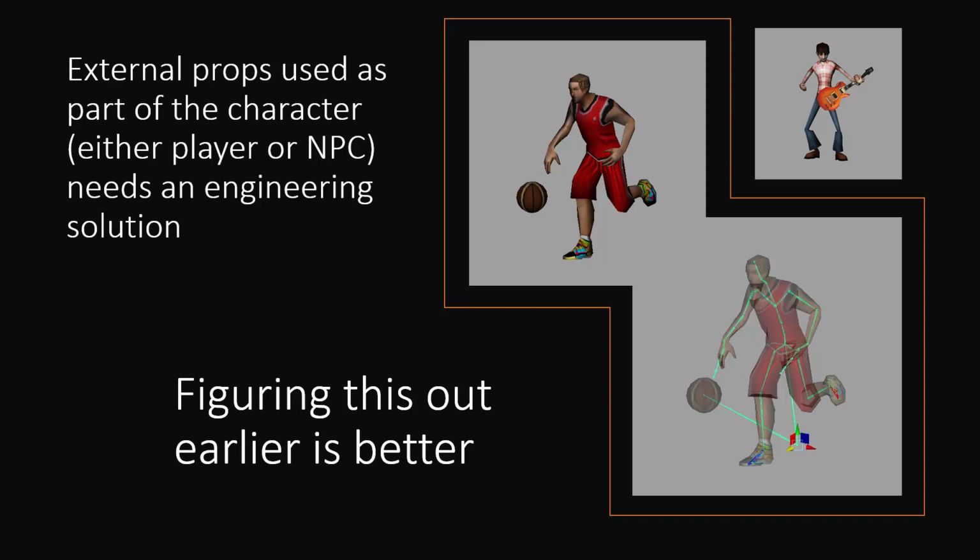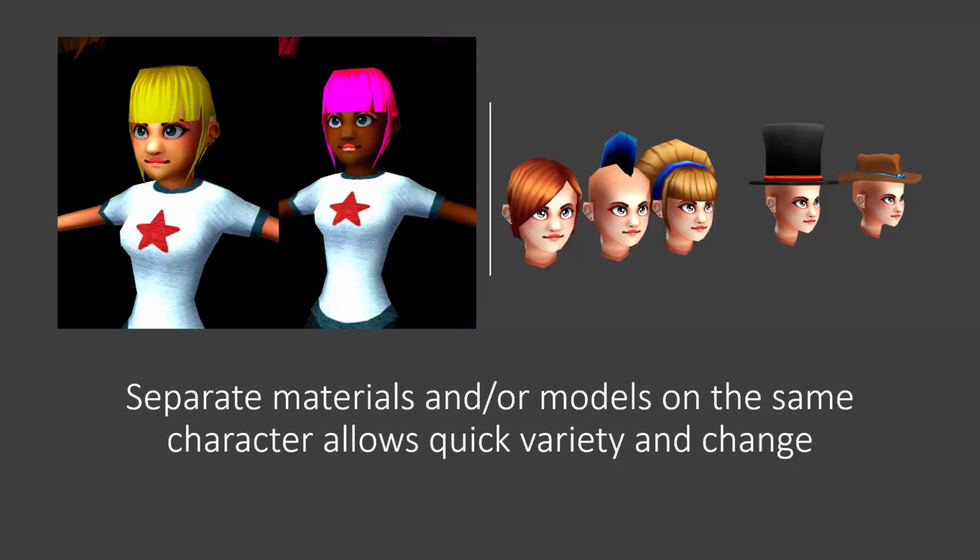So figuring these systems out when the character is all largely just blocks is so much easier than stressing out at the last minute because problems arise. Other examples: if you separate materials and or models on the same character, it allows quick variety and very quick change. So here you have the same character's face with various hair and hats, and you have different shaders here, so you can actually change the hair and the skin color without changing the shirt color.